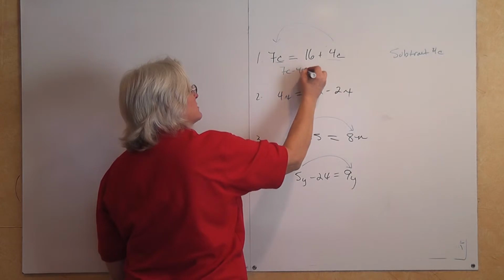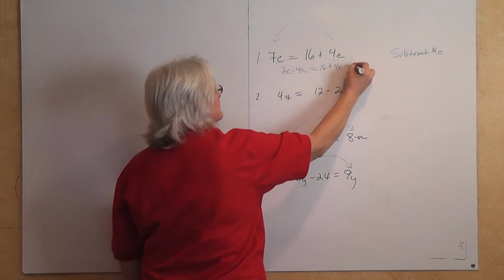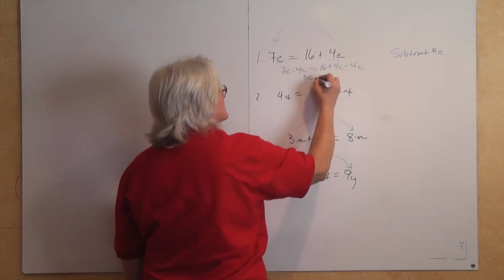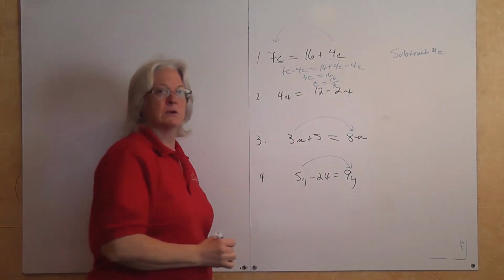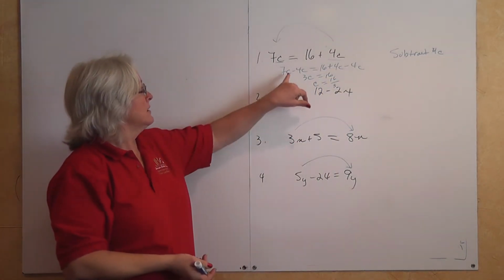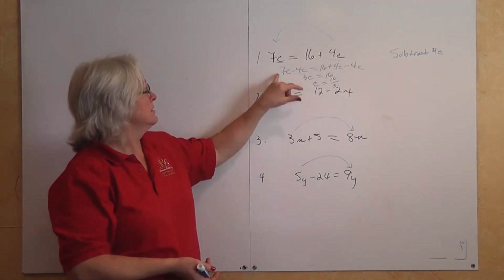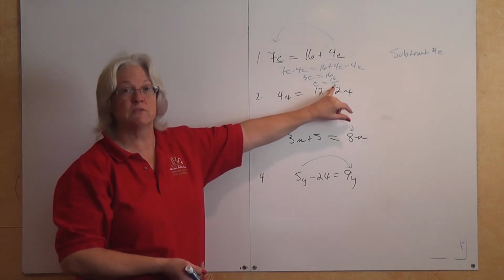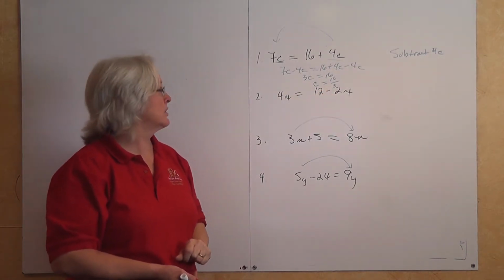7c minus 4c is equal to 16 plus 4c minus 4c. 3c is equal to 16. C is equal to 16/3. We subtracted 4c from both sides of the equation. 7 minus 4 is 3. Divide both sides of the equation by 3. You end up with 16/3.